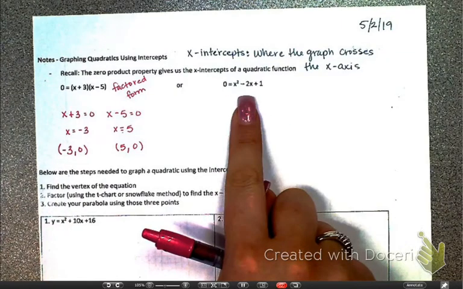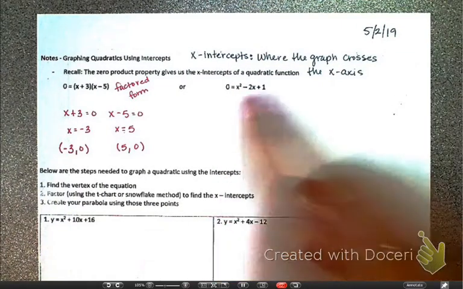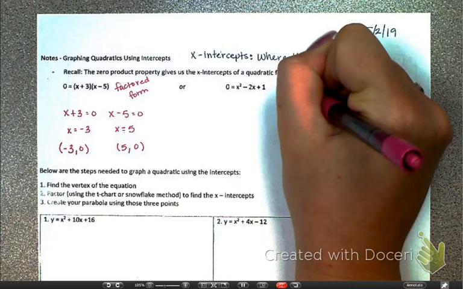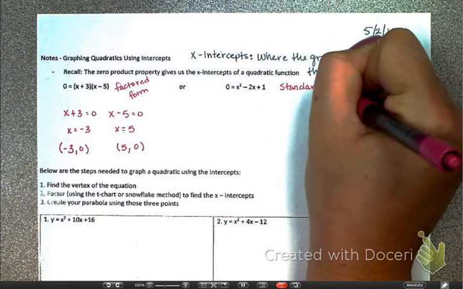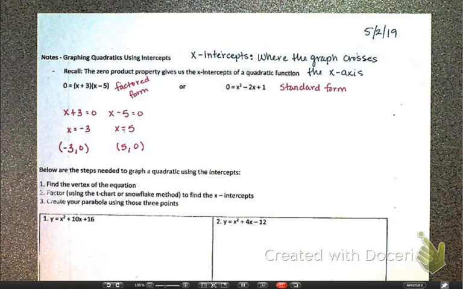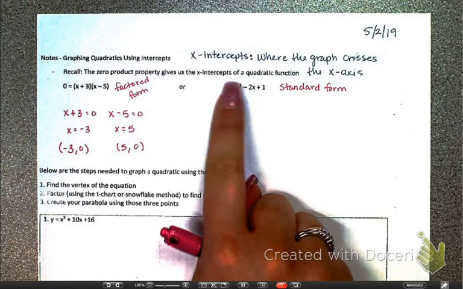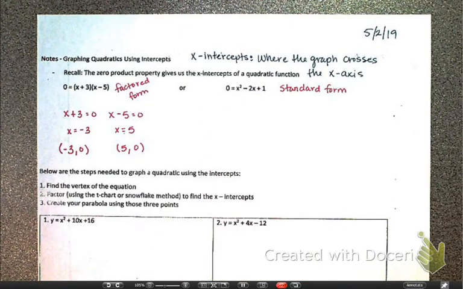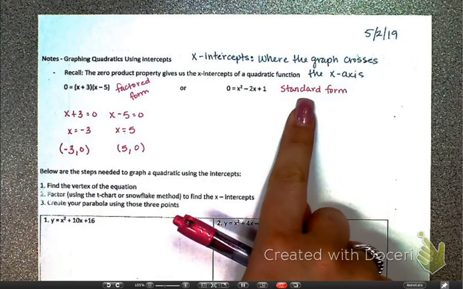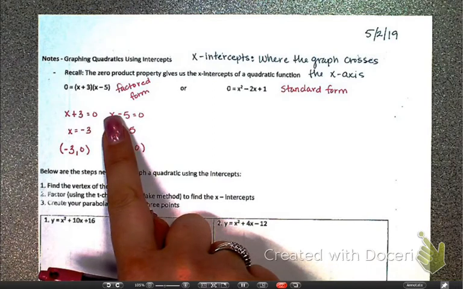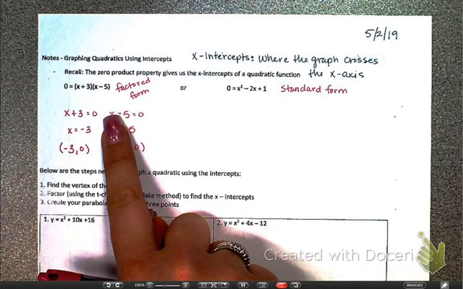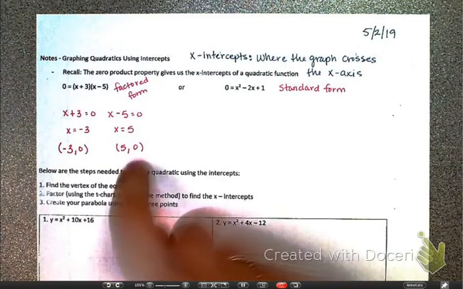Well, what form is this one in? Standard form. Okay, now we know how to graph in standard form. We can find a vertex and we can create a table of values. But what if I said you had to graph using intercepts? How would I take standard form and graph using intercepts? How do I go from standard form to factored form? You factor. So I need to get this in factored form so that I can find the intercepts.